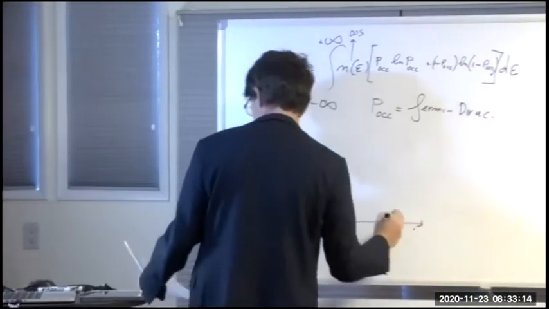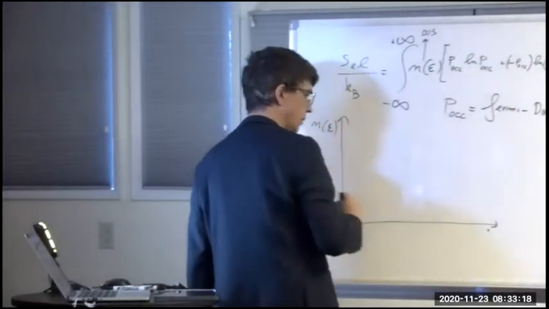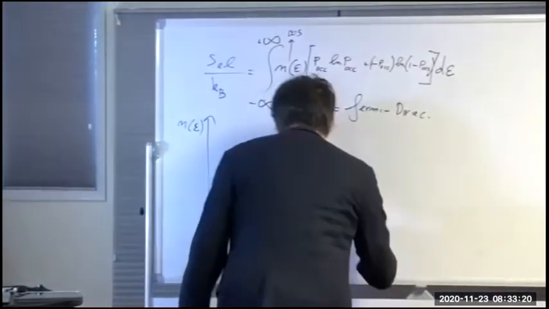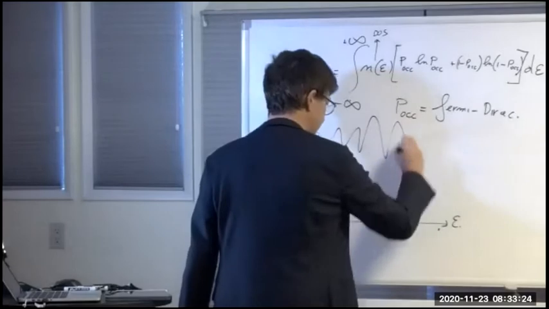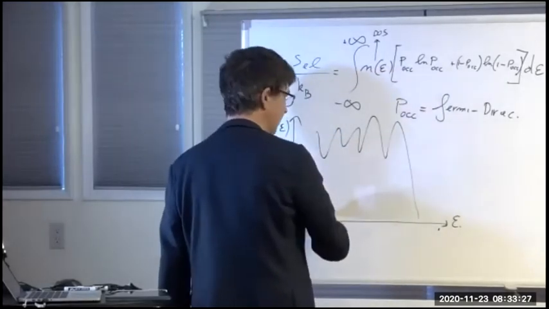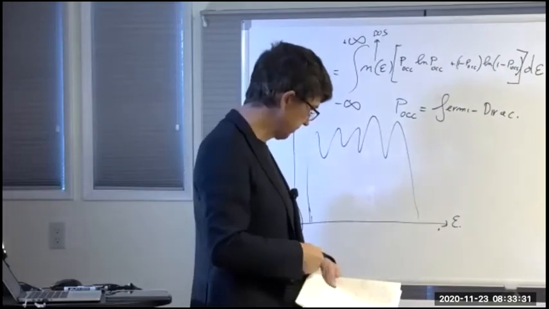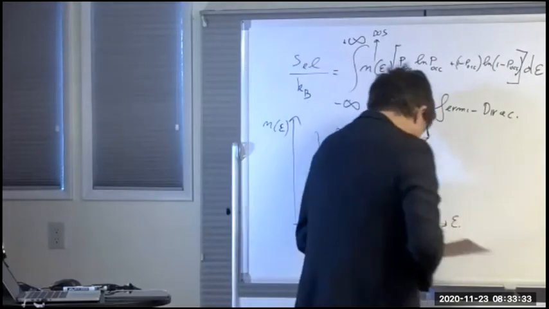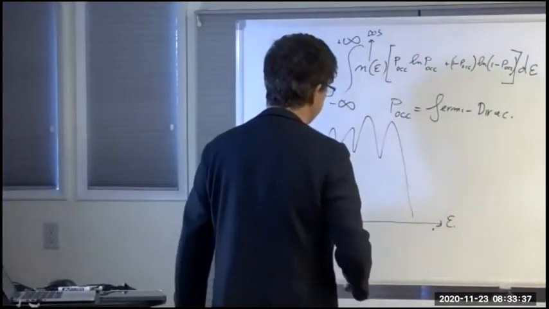So let me draw density of states. Let's say this is the density of states for a material. I'll do my best. Density of states is always a bunch of squiggles, right? There we go. That's my density of states. Let's say my Fermi level is here.